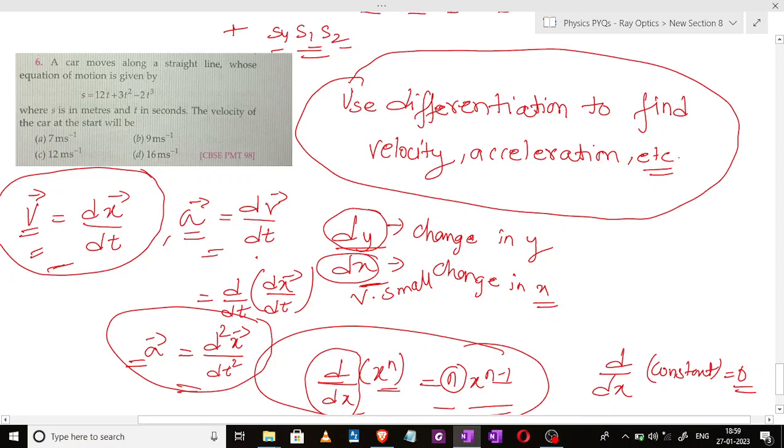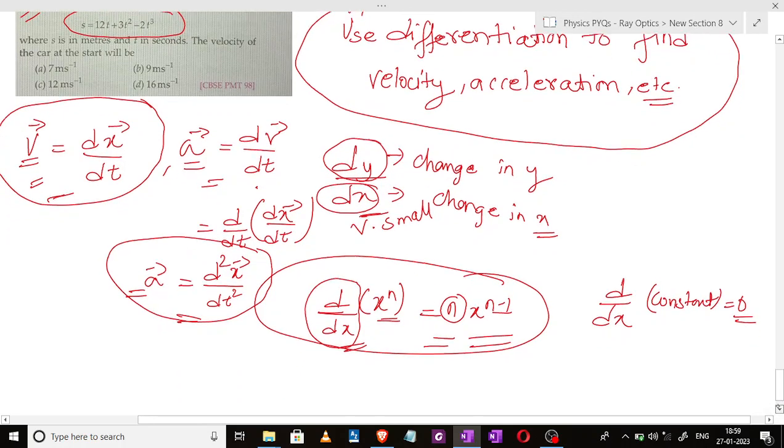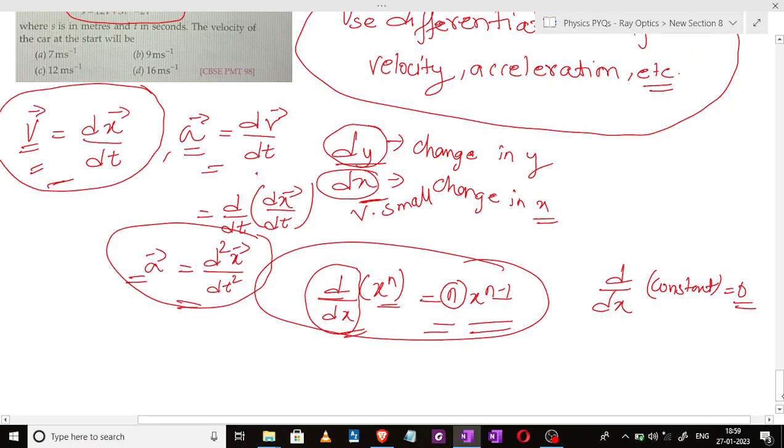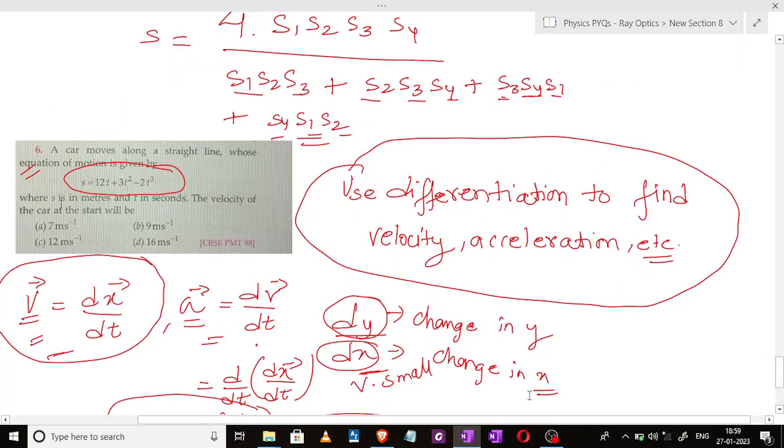Okay, so let's get straight to the questions. Question number 6: a car moves along a straight line whose equation of motion is given by s = 12t + 3t^2 - 2t^3, where s is in meters and t is in seconds. The velocity of the car at the start will be? A very good question: at the start, what is the velocity? Let's try to find out. Very interesting question. Let's do one thing, let's copy the question.